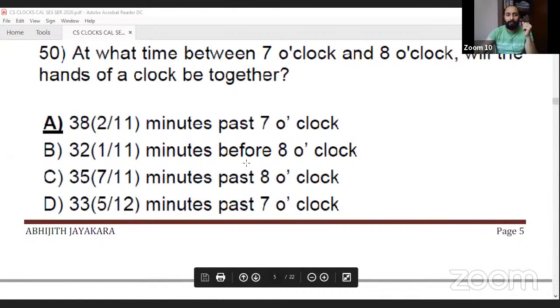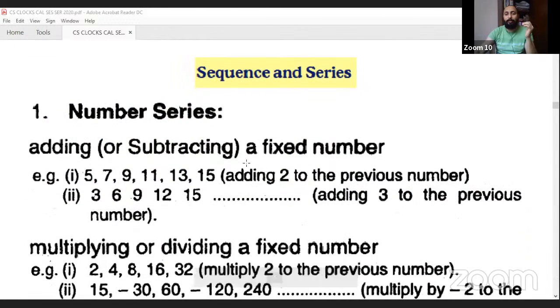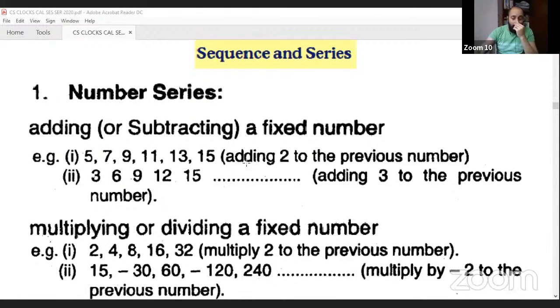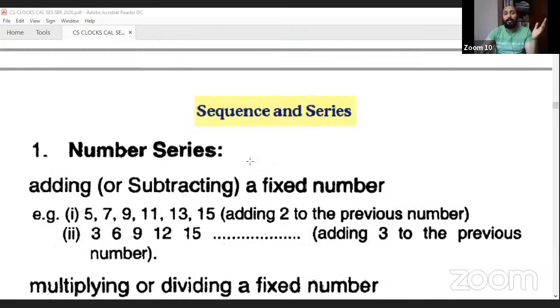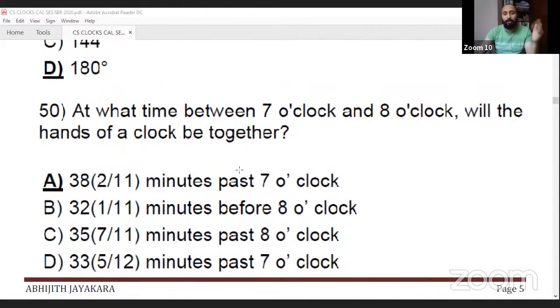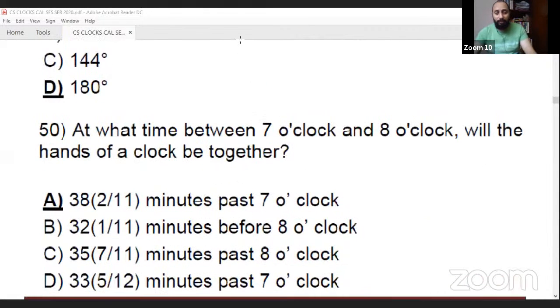Okay. So if at all we are going for sequence and series, before we go to that, we will solve some more problems on this.